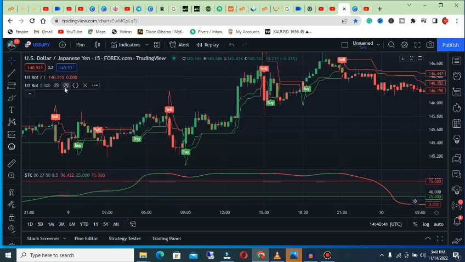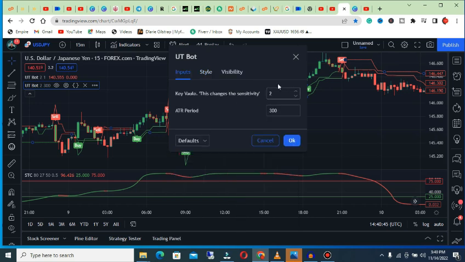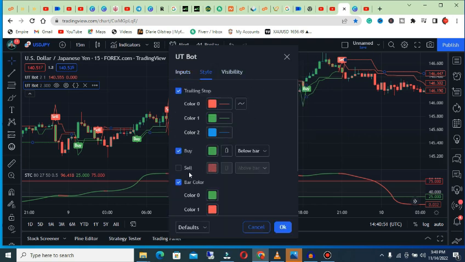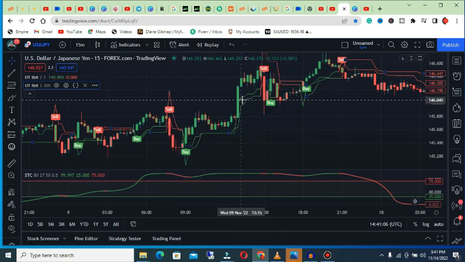Then open the second UT Bot's setting. On the input part, the key value is 2, while the ATR period is 300. On the style part, make sure that you untick the sell. The other time we unticked the buy on the first one, but on this second one we need to untick the sell part. When you're done, you hit OK. That's pretty much all you have to set up with this.